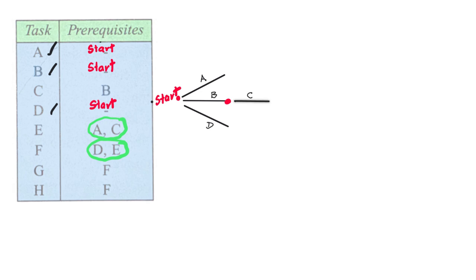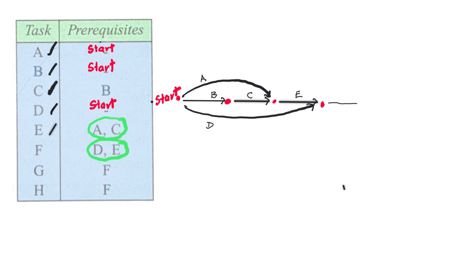So we have performed task C. But now you can see, as I said before, that we might need to redraw some lines because A and C must meet together so that I can perform task E. And task E is done. And once again, to perform task F, I need to join D and E together. Now I can proceed with F.